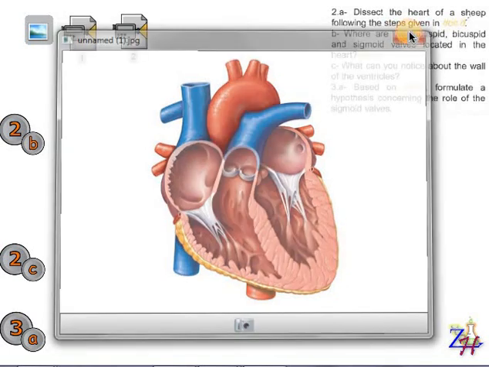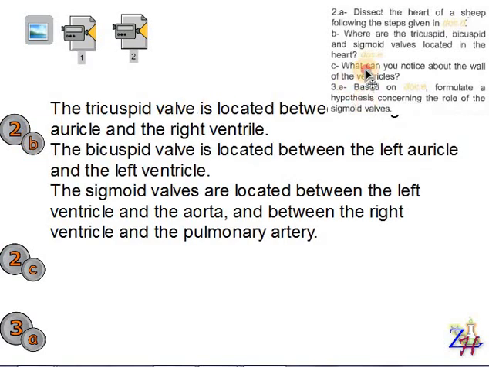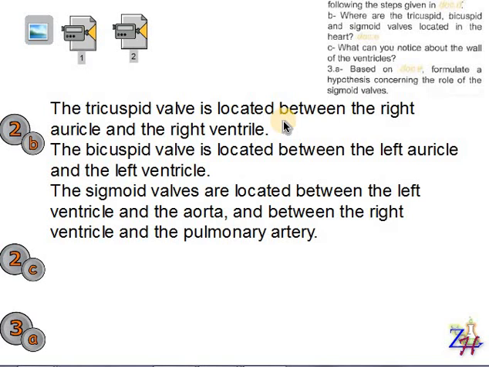Okay, so we see that the wall of the left ventricle is thicker than the wall of the right ventricle. Let's just give the answers. Number 2B, we say that the tricuspid valve is located between the right auricle and the right ventricle. The bicuspid valve is located between the left auricle and the left ventricle. The sigmoid valves are located between the left ventricle and the aorta, and between the right ventricle and the pulmonary artery.